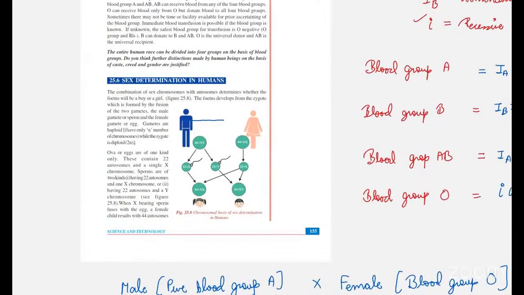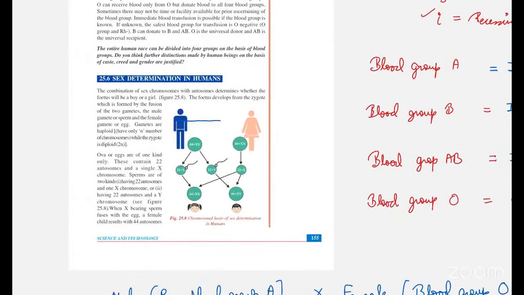Okay. Now, sex determination in human beings. So I told you how male is decided. Male is decided when they have X and Y chromosome, like 44 plus XY. 44 plus XX is female.